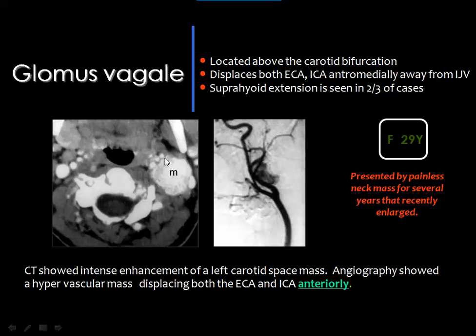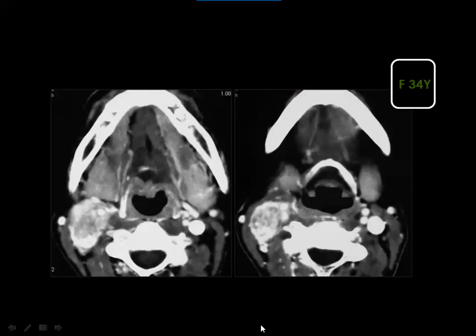Then whenever you see a lesion that is displacing both the internal and the external carotid artery anteriorly, and this lesion is conforming with the criteria of glomus tumor, being a strongly enhancing hypervascular lesion, then you think of glomus vagale. This lesion displaces the external and internal carotid artery anteriorly away from the jugular vein, while the carotid body tumor, located between the bifurcation, is splaying both vessels away from each other. Then it's important in the axial images to appreciate the site of the internal and external carotid artery along the anterior aspect of the tumor.